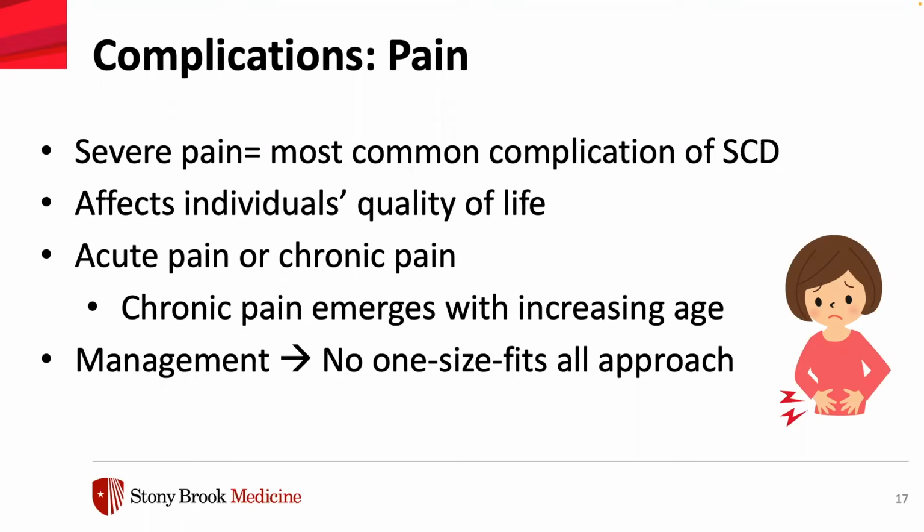Chronic pain tends to emerge with increasing age after they have these repeated episodes of vaso-occlusion that can cause damage to some of the blood vessels as well as the different organs. And then acute pain can range anywhere from more mild pain to more severe pain. And unfortunately, there's no one answer to how to manage this pain. It's really patient-oriented, where we have conversations with the patient to help best manage their care.